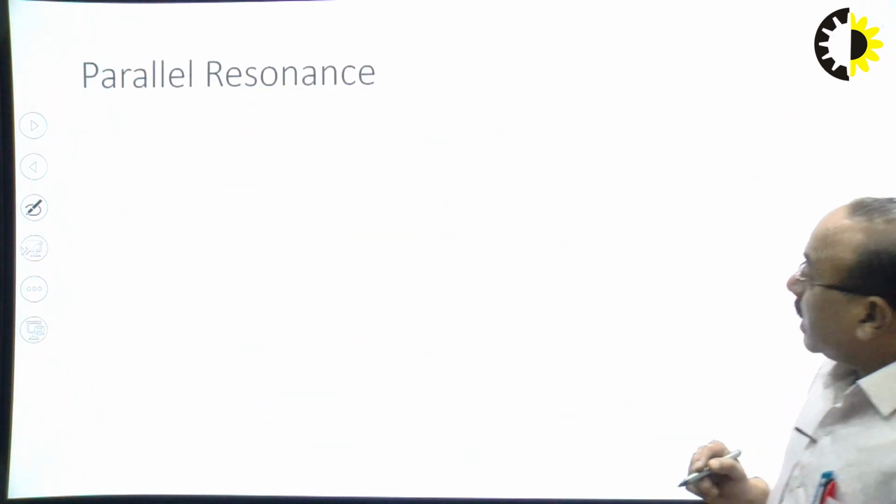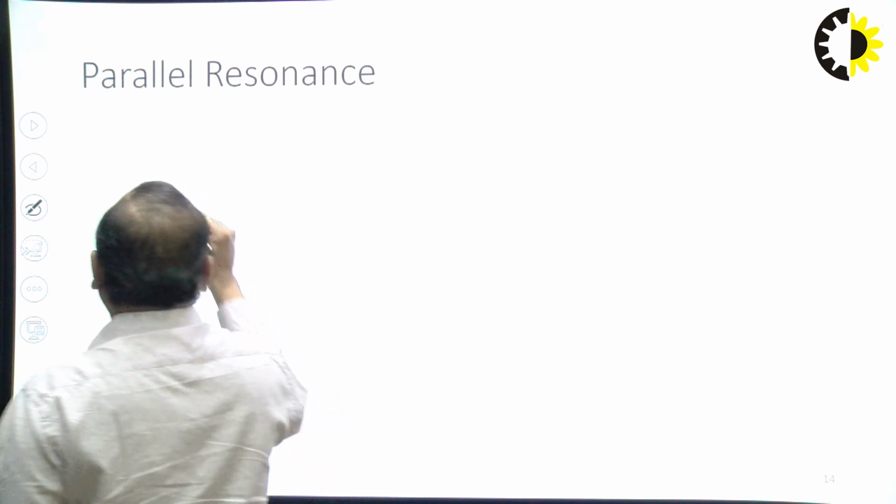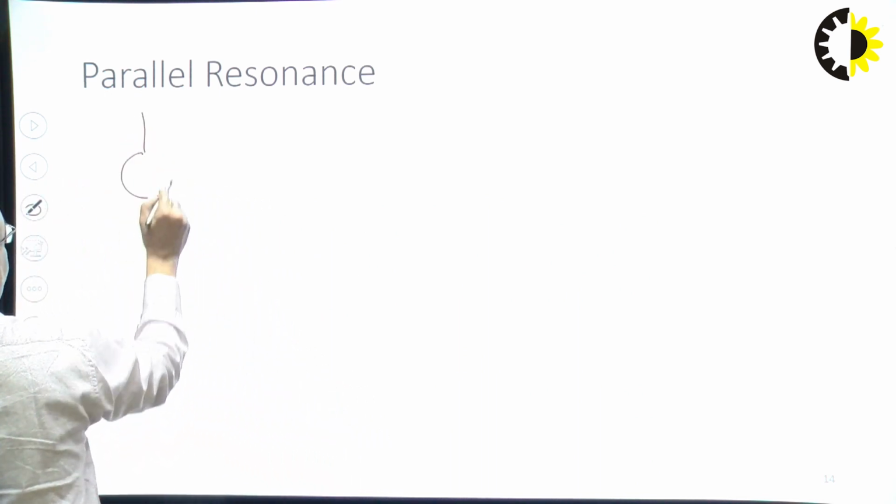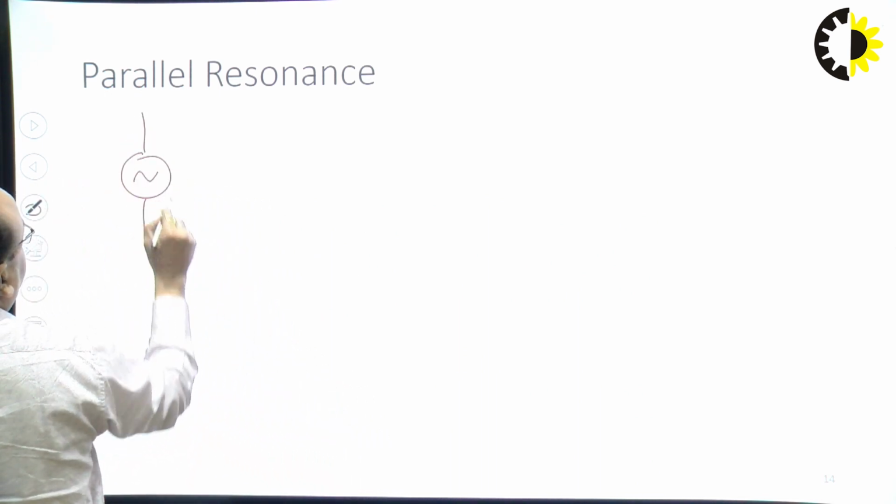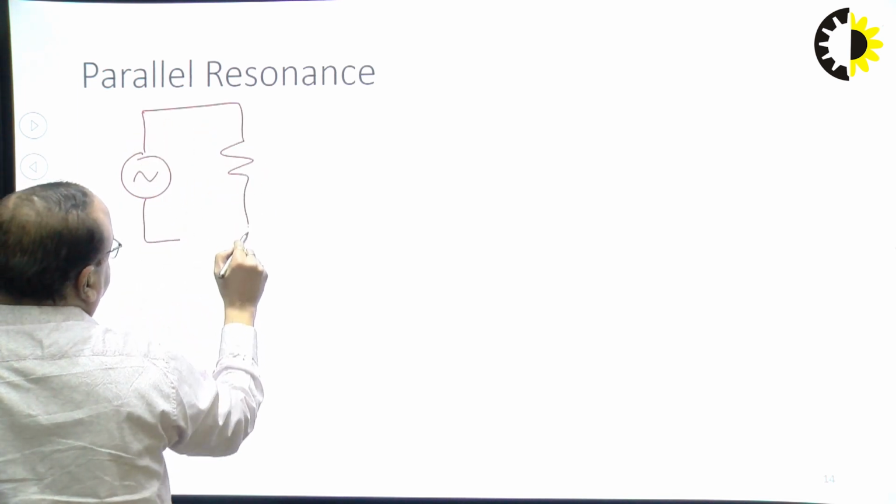Now, as another example for a parallel resonant circuit, we can take a circuit having R, L and C connected in parallel branches.